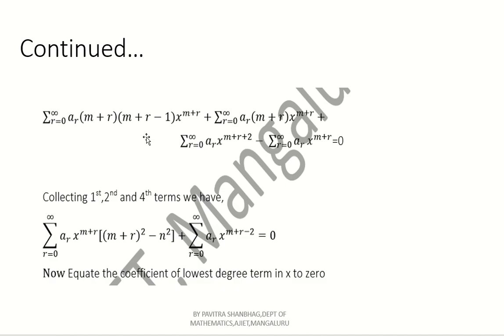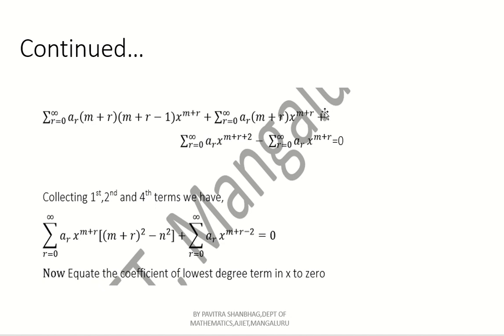Now that we have explained here. See here, summation r from 0 to infinity a_r (m+r)(m+r-1) x^(m+r), because plus 2 minus 2 get cancelled here. Next, plus summation r from 0 to infinity a_r (m+r) x^(m+r-1) plus 1 vanishes. So the remaining term is m+r, right?